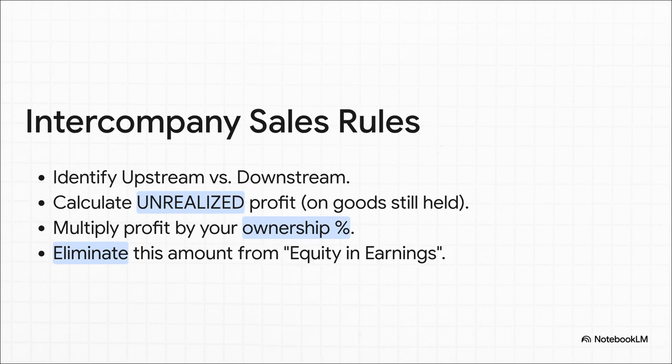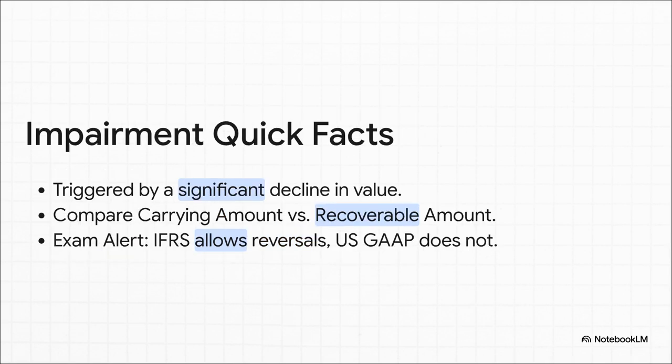Here's your process. Step 1. Find the profit on the goods that are still sitting there, unsold. Step 2. Multiply that by your ownership percentage. Step 3. Subtract that number from your investment income. And remember, don't overthink upstream versus downstream. The math is the same. Done and done. Impairment quick facts.